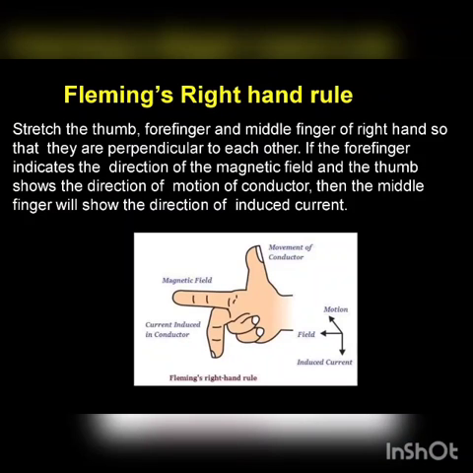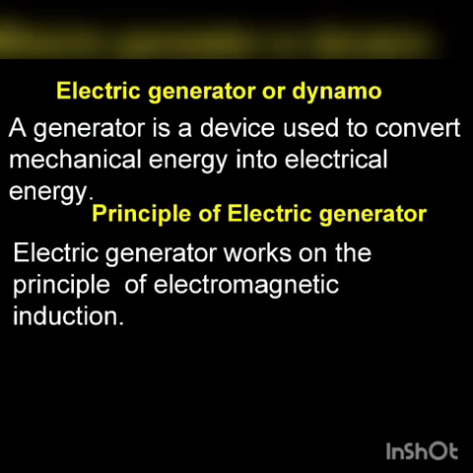Fleming's right hand rule. Stretch the thumb, forefinger and middle finger of right hand so that they are perpendicular to each other. If the forefinger indicates the direction of magnetic field and the thumb shows the direction of motion of conductor, the middle finger will show the direction of induced current. Electric generator or dynamo.